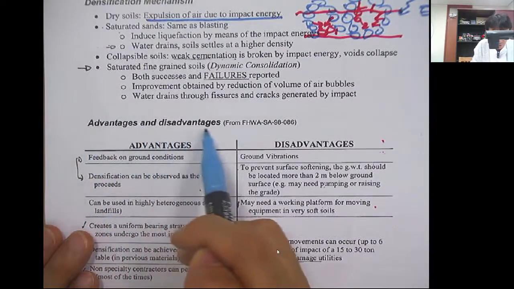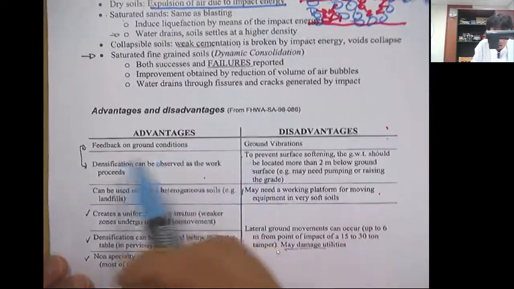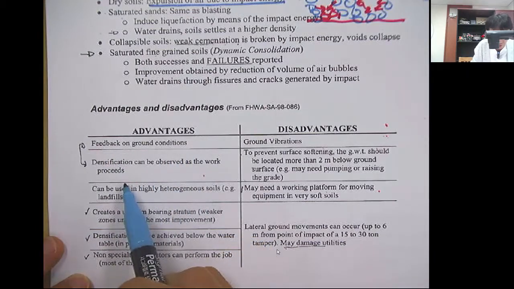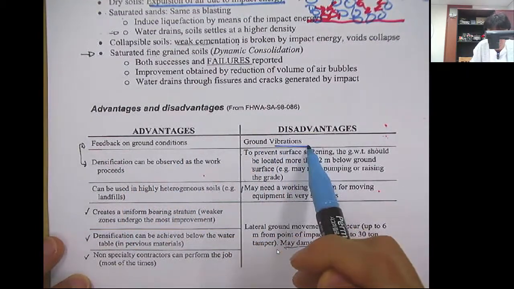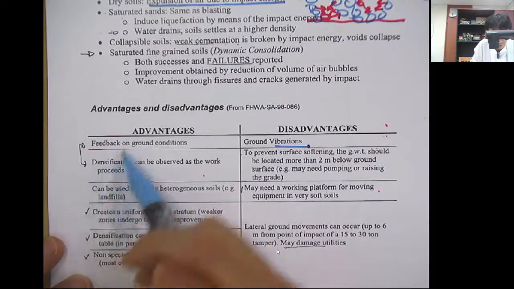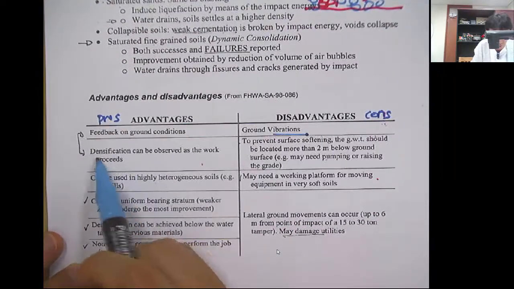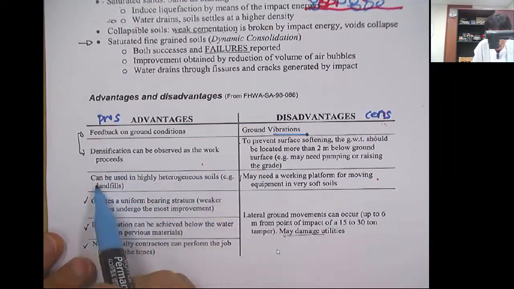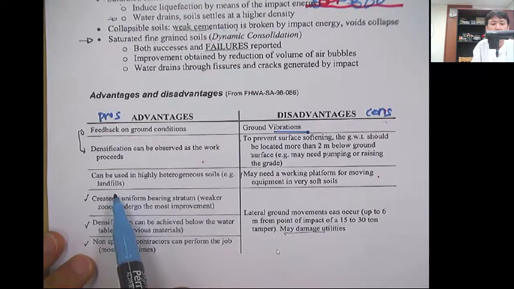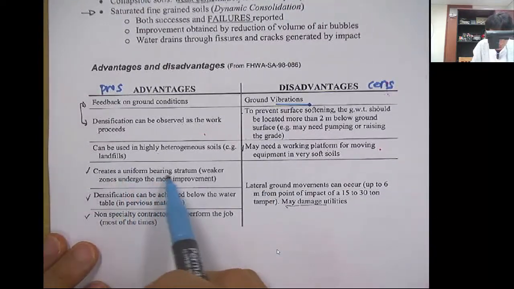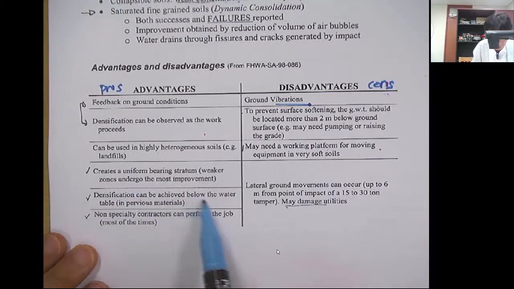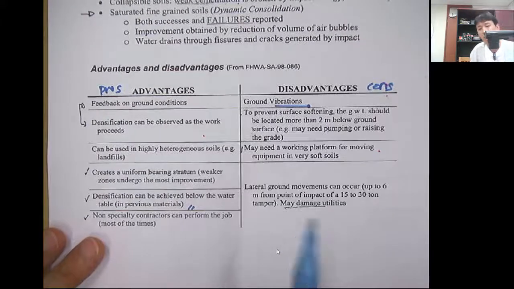The advantages and disadvantages of this DCC. Advantages: feedback on the ground condition, but it can induce vibration, so pros and cons. For the pros, densification can be observed as the work proceeds, and it can be used in highly heterogeneous soil, like landfills or garbage dumps, and creates a uniform bearing stratum. Densification can be achieved below the water table, and a non-specialty contractor can perform the job because it's simple.